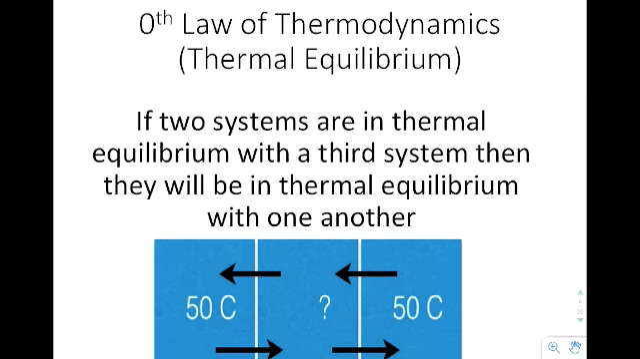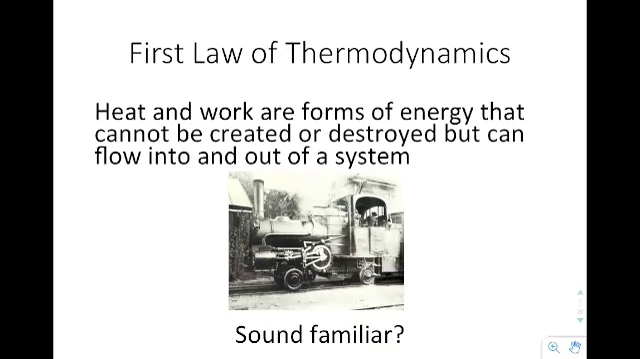Now, the zeroth law of thermodynamics. I know it's weird, they start at zero. But the zeroth law of thermodynamics is thermal equilibrium. If two systems are in thermal equilibrium with a third, then they will be in thermal equilibrium with one another. So, for example, this is 50 degrees Celsius and is in equilibrium with this box. This is 50 degrees, and this is in thermal equilibrium with this box. What can you say about the first and the third boxes? Well, they have to be in thermal equilibrium with one another. And it doesn't matter what this is, it's going to be 50 because they're in thermal equilibrium with one another. So the zeroth law just says if two things are in thermal equilibrium with a third, then they have to be in thermal equilibrium with each other. It's kind of a common sense law.